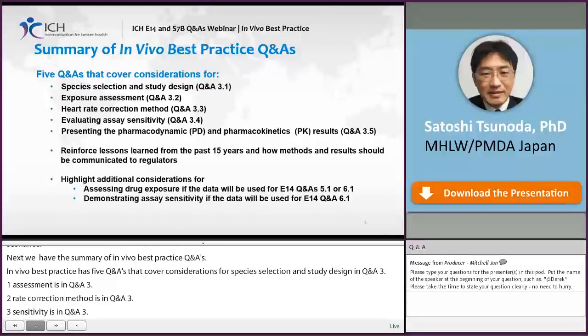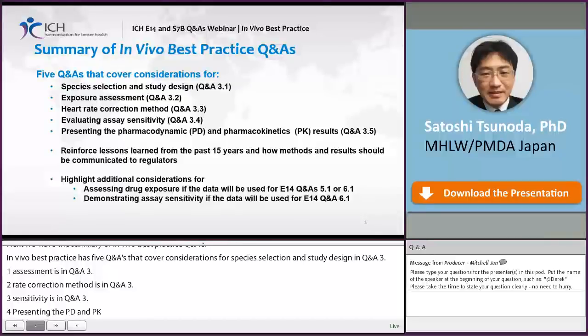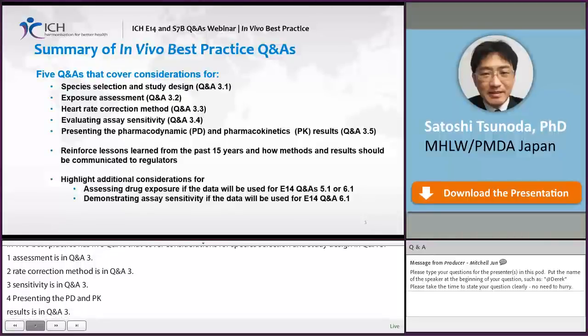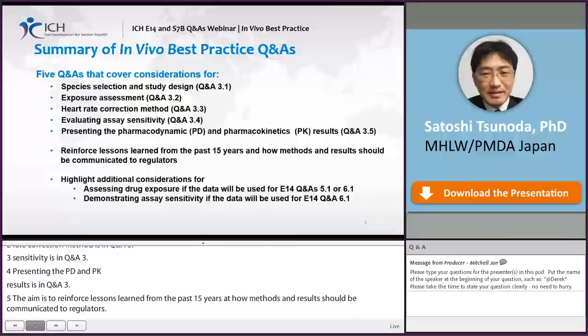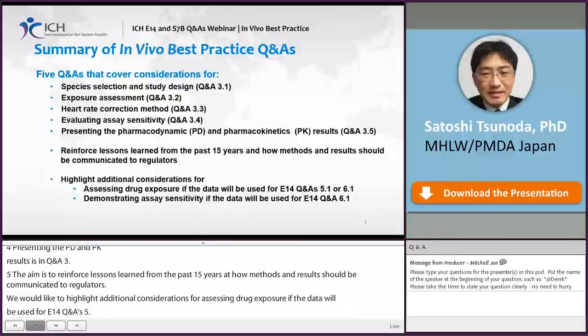The aim of these Q&As is to reinforce lessons learned from the past 15 years and how method and results should be communicated to regulators, and to highlight additional considerations for assessing drug exposure if the data will be used for the E14 Q&As 5.1 or 6.1, and for demonstrating assay sensitivity if the data will be used for the E14 Q&A 6.1.